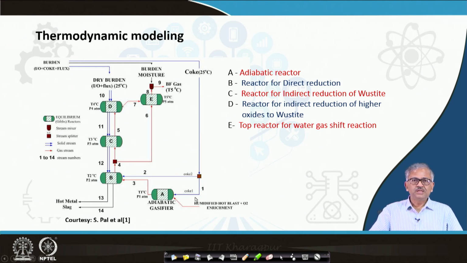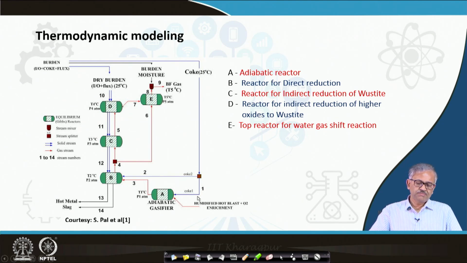What you are giving, basically, is some coke, partially, and also some humidified blast, and some oxygen enrichment. So you are doing some oxygen enrichment of the air blast, and humidified air blast is also given. The blast comes with a little extra oxygen: usually it is 21 volume percent oxygen, you can make it 23 or 25% oxygen. Also you can give some moisture into the air blast.